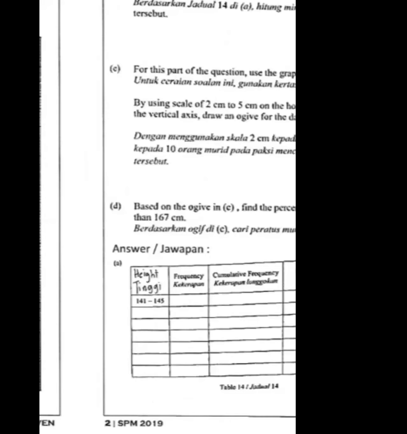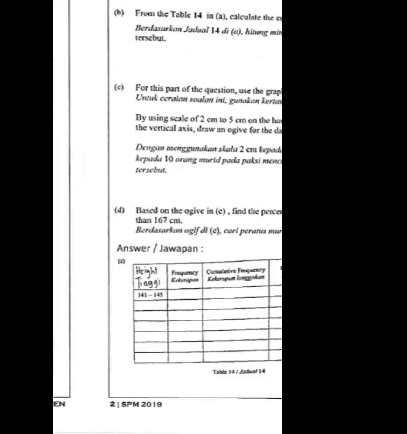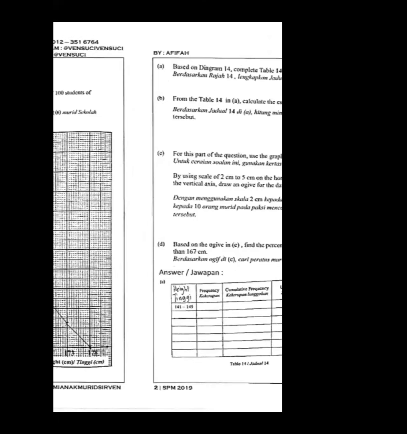Then you just find the range is always 4, because they already give you the first column, 145 minus 141, which equals 4. The next column is 146 to 150, and the third column is 151 to 155, like that. Understand? For this, the height.